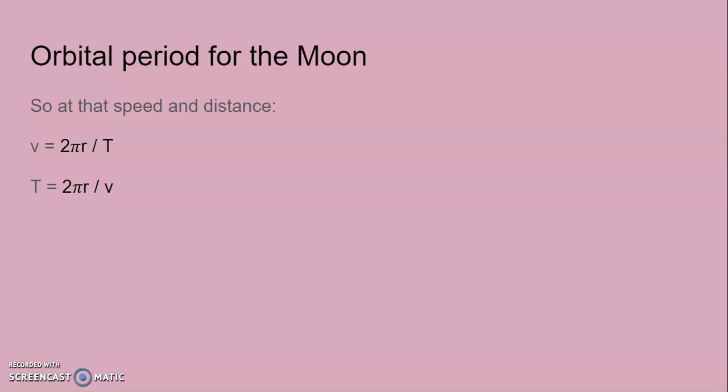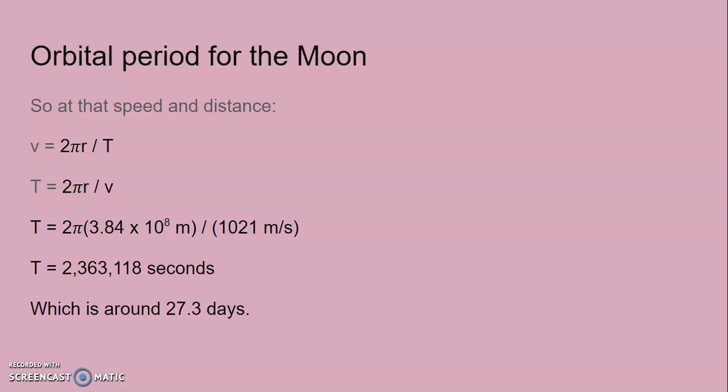So the orbital period of the moon: we know that the moon's orbit, even though it's elliptical, is close enough to a circle to make an approximation. The speed is equal to distance over time. That's 2 pi r over the period, so the period is 2 pi r over the velocity. And plugging in our numbers, we end up with a period of about 2.3 million seconds, and that is about 27.3 days.